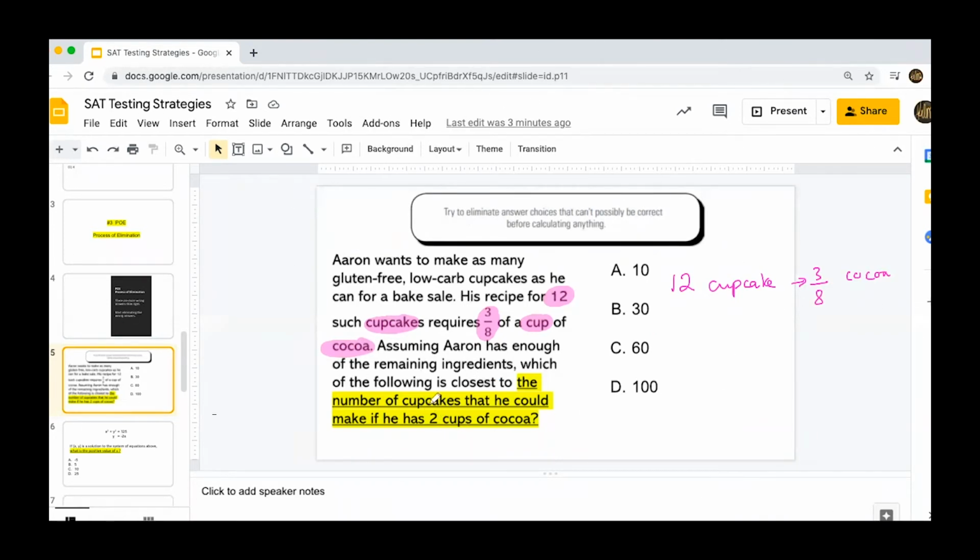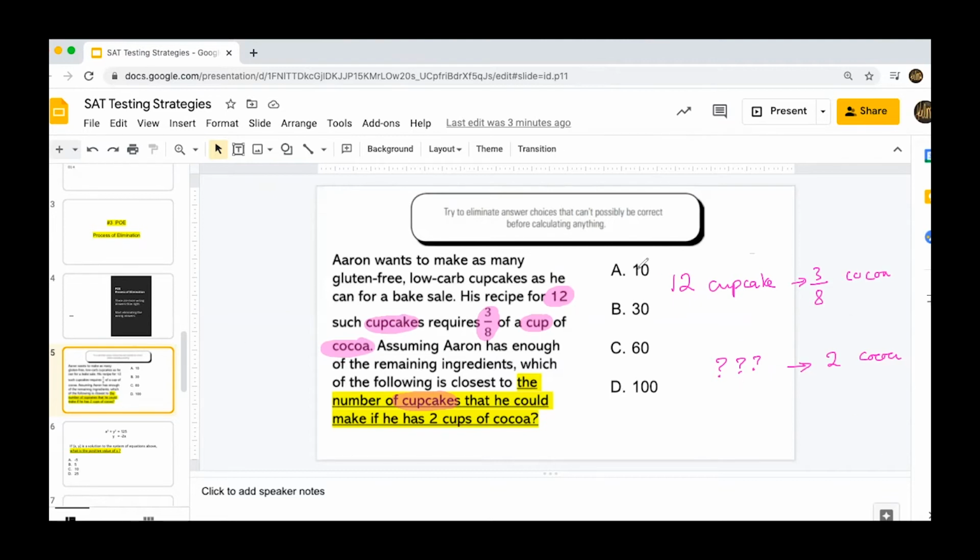The question said, how many cupcakes? So I will put a question mark on cupcake. If you're going to make 2 cups of cocoa, so this is 2 cups of cocoa, right? Question like this, let's go ahead and try to eliminate.